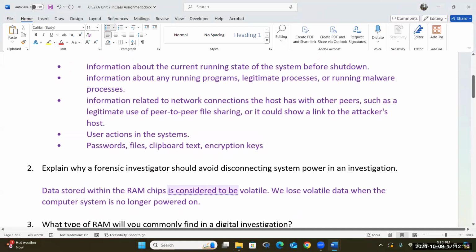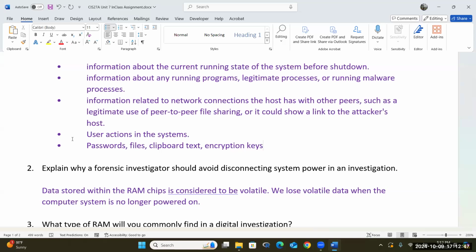So we want to ask why the forensic investigator should avoid disconnecting the power in an investigation. Because your data is stored in RAM chips, which is volatile. And you can lose data when you remove the power. So when we shut down the computer or unplug it, we actually lose information when we remove the power.